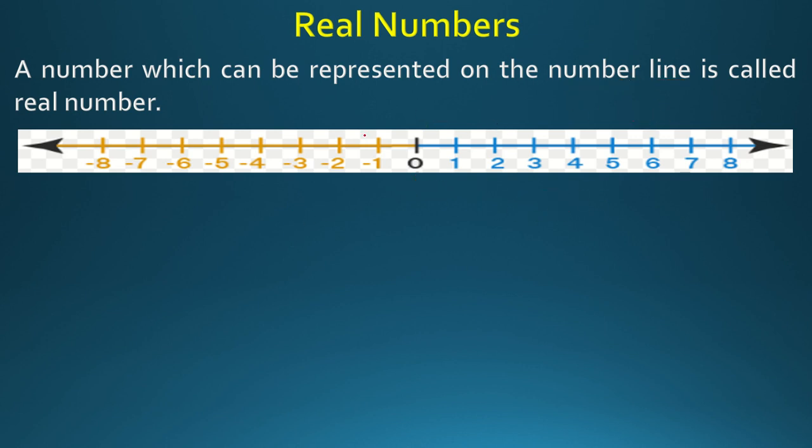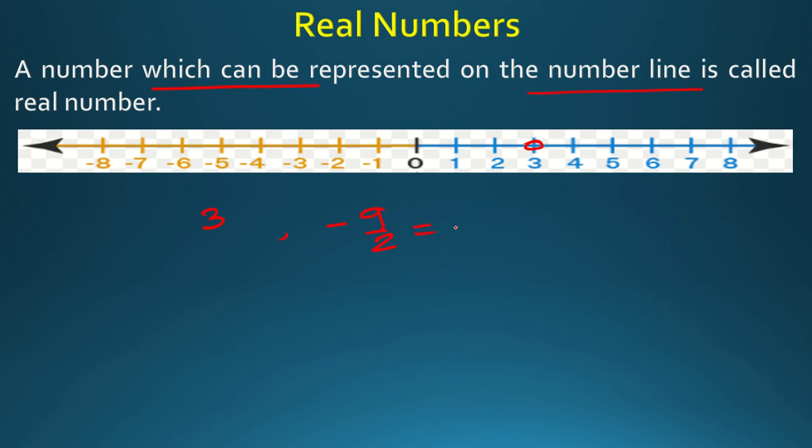Just now I said that a number which can be represented on the number line. So it means there are some numbers which cannot be represented on the number line. Can you think about some numbers? Pause the video and think about some numbers which cannot be represented on the number line. For example, if I say 3, you can say yes, 3 is here.